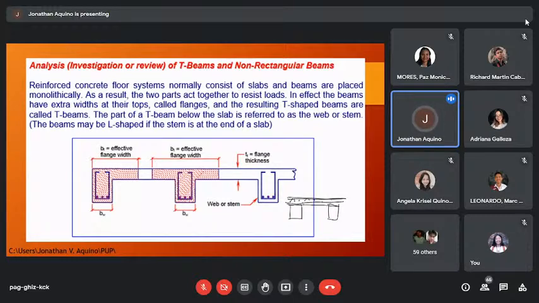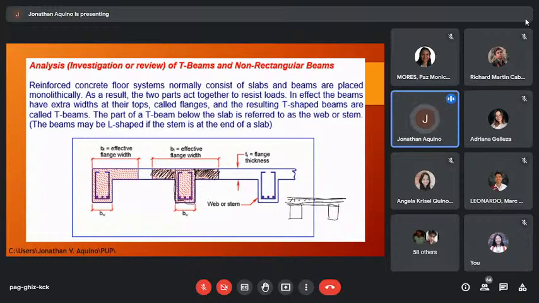Okay. So this flange will give additional compression to the beam. So imagine this one. This one is your rectangular beam. So para lumaki yung compression capacity ng beam natin, naglalagay tayo ng compression reinforcement. But aside from putting compression reinforcement, we can use the flanges. So this wing or part of the slab will be considered as additional compression capacity of the section.